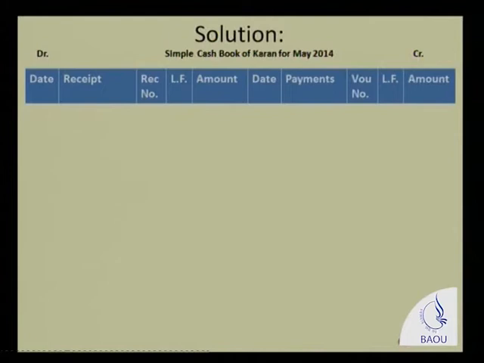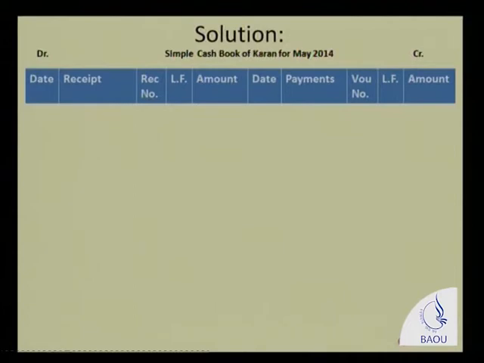See here the format of the solution. We are preparing a simple cash book for the month of May 2014. If you look, the two sides are there, debit and credit. On the debit side we have a date column, a receipts column, the receipt number, LF, that is ledger folio number, and amount. It means whatever receipts we have would be recorded on the left hand side, the debit side, under these columns.